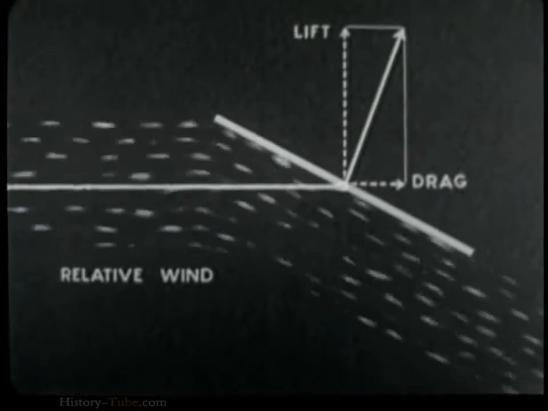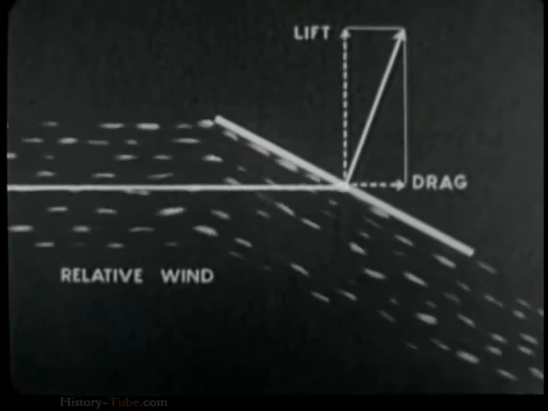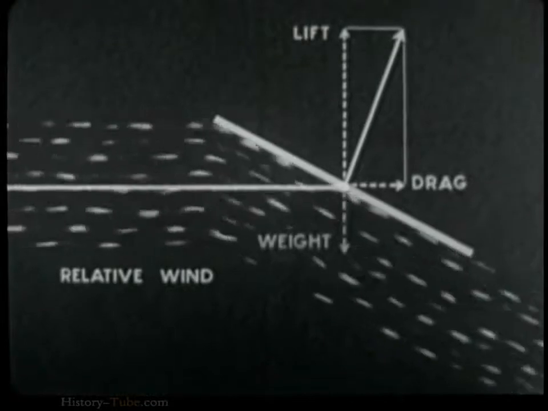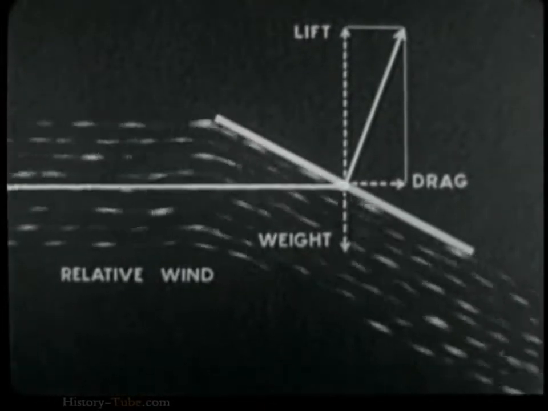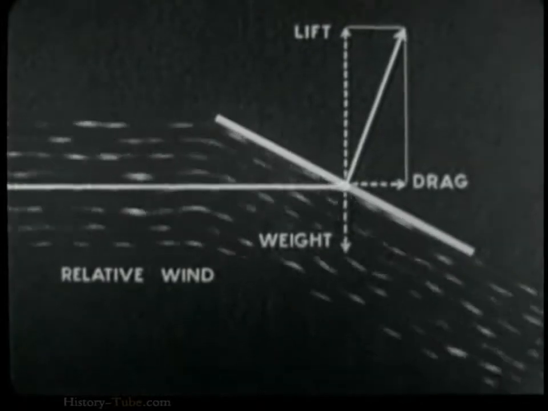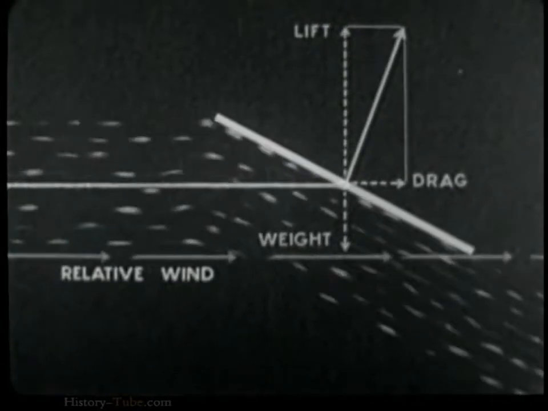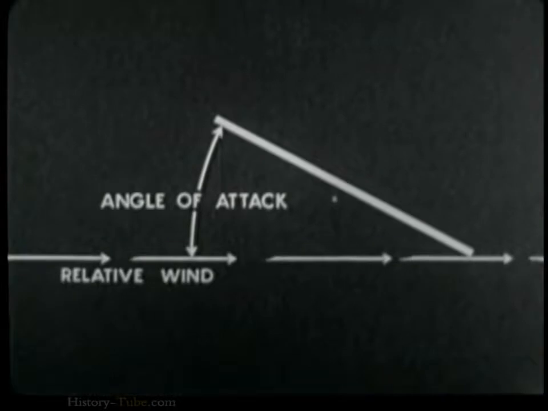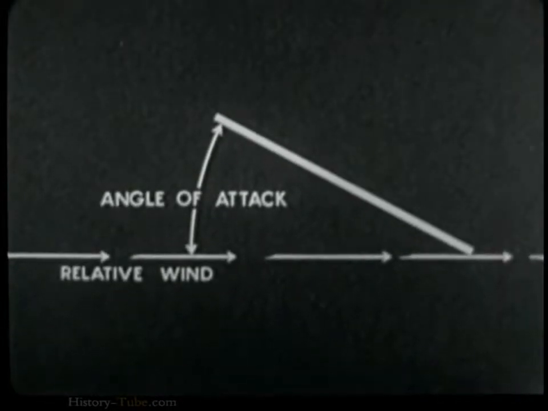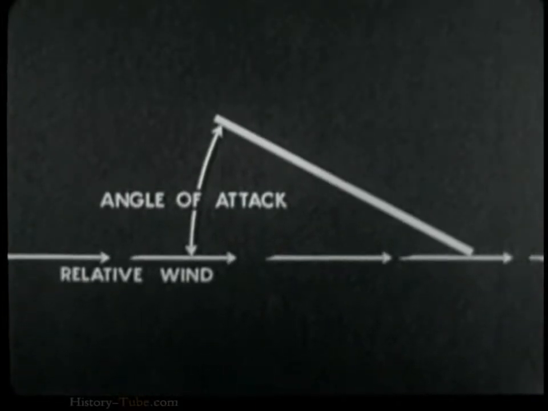If the plate is held in a horizontal airstream in this manner, lift is opposed by the weight of the plate, and drag is opposed by the tension on the cord. The acute angle between the relative wind and the face of the plate is called the angle of attack. This angle may have any value from 0 to 90 degrees and may be either positive or negative.